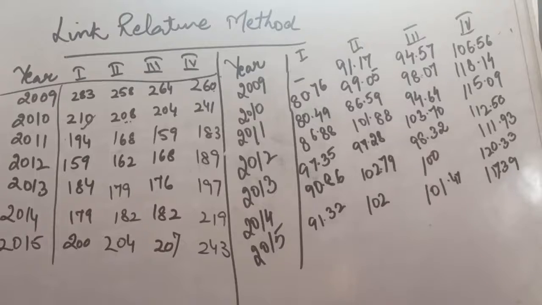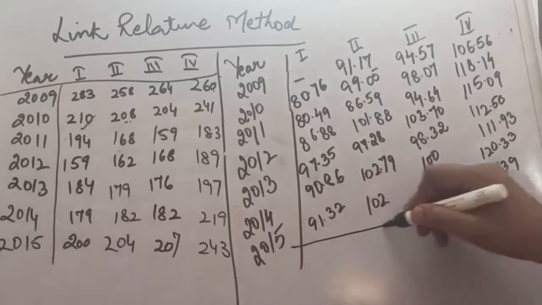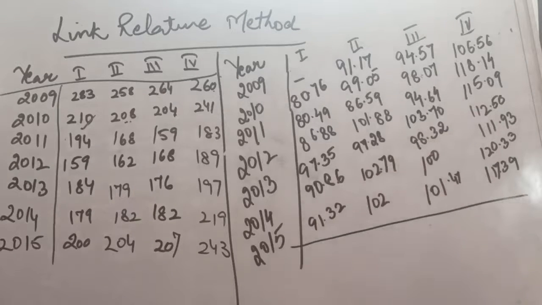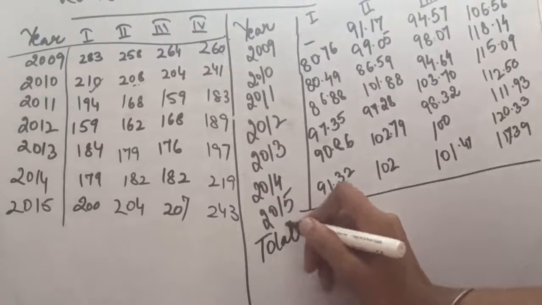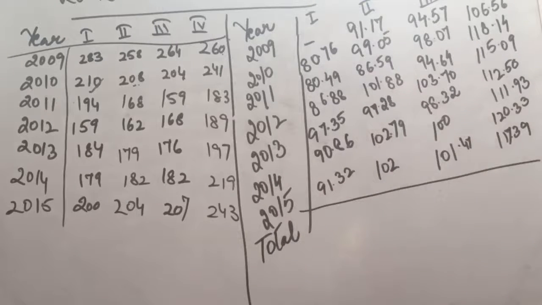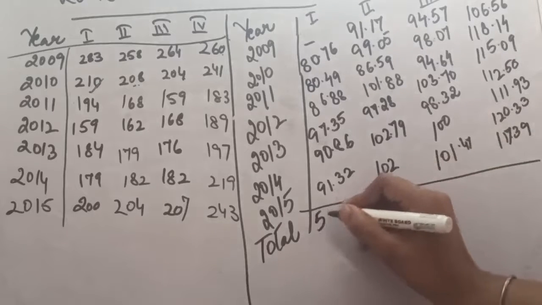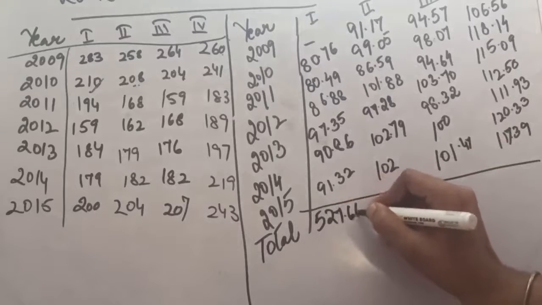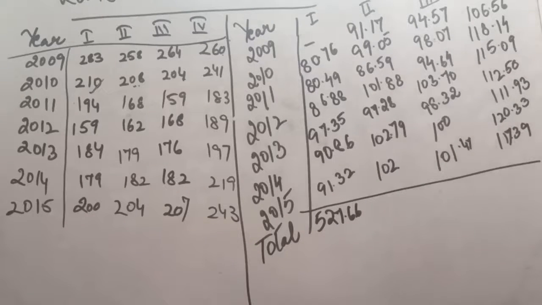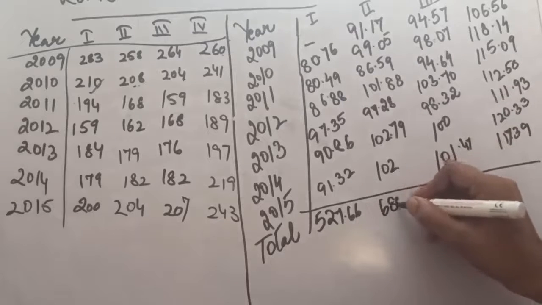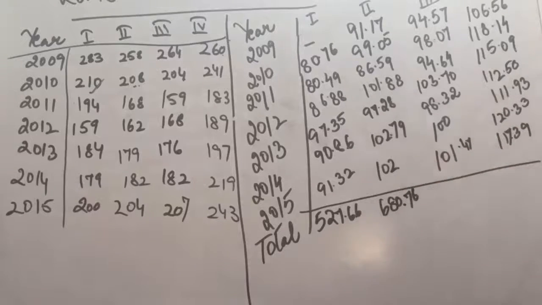So after this, as we have seen in all the tables, below this table, after calculating the values, we will be adding them. So according to the next step, we will write total and we will be totaling this. When we total it, it comes out to be 527.66. Adding the values of the second quarter, we will be getting 680.76.